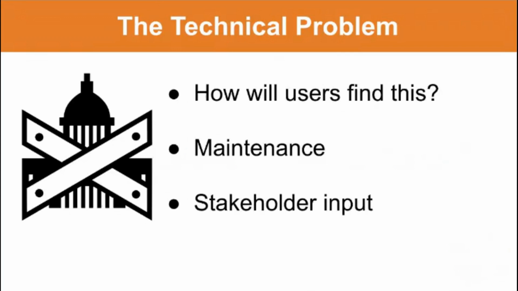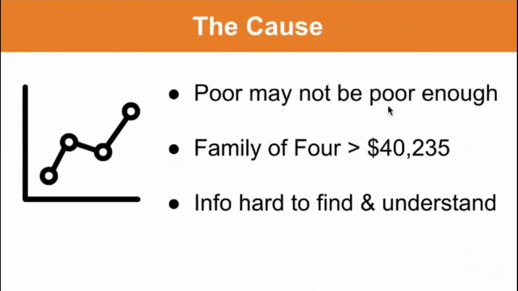The cause of this is, from a slide earlier, stress: the poor may not know if they qualify, or they may actually not be poor enough to qualify for legal aid, so you go through the whole 4-hour process, you've taken the day off from work to go in, and you find out that you don't qualify. For a family of 4, for LSC funding, if they make more than $40,235 a year in the continental United States, they don't qualify, which is kind of crazy. And also, the information is hard to find and understand.